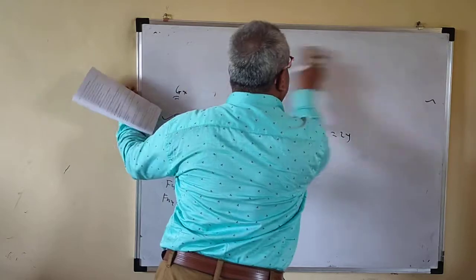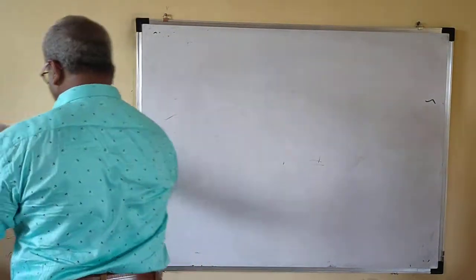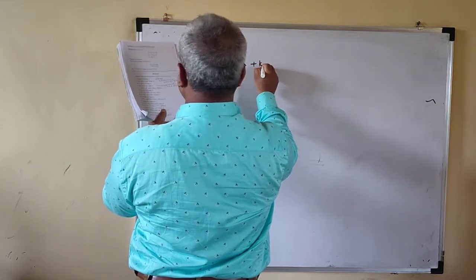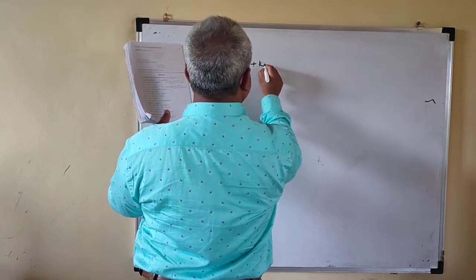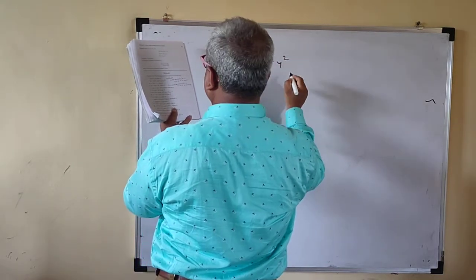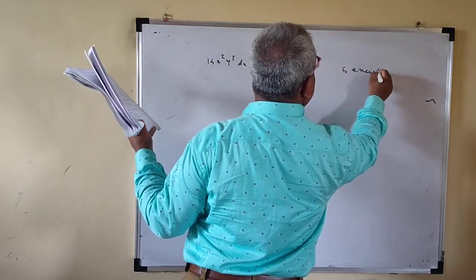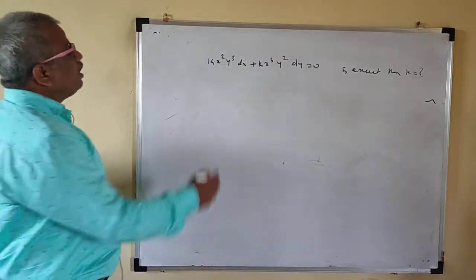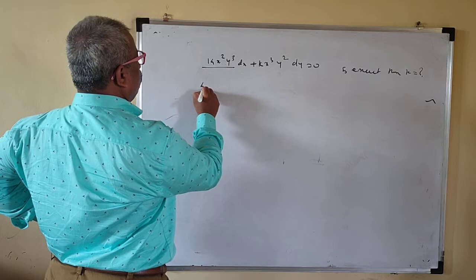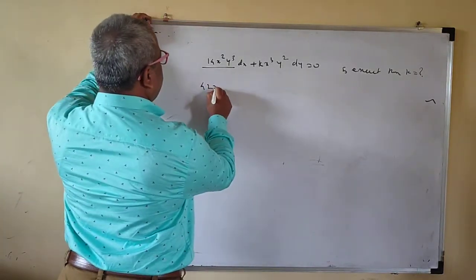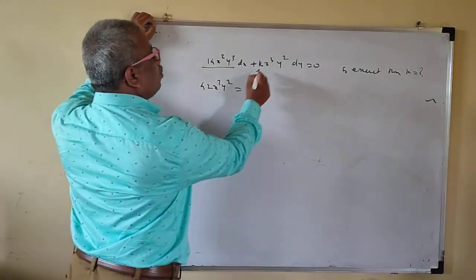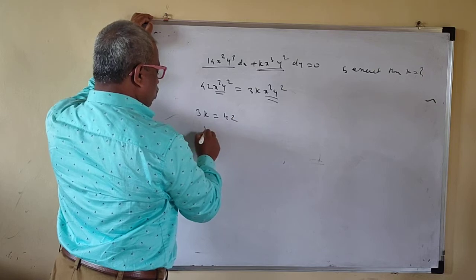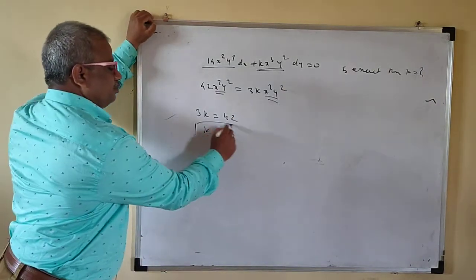Now suppose this is your differential equation: 14 x square y cube dx plus k x cube y square dy is equal to 0, and it is exact. Then k is equal to what? You have to find the value of k. So what is ∂M/∂y? This is 42 x square y square. What is ∂N/∂x? You have to differentiate this: 3k x square y square. X square y square is there on both sides, so 3k is equal to 42. So k is equal to 14. Okay. You got this.